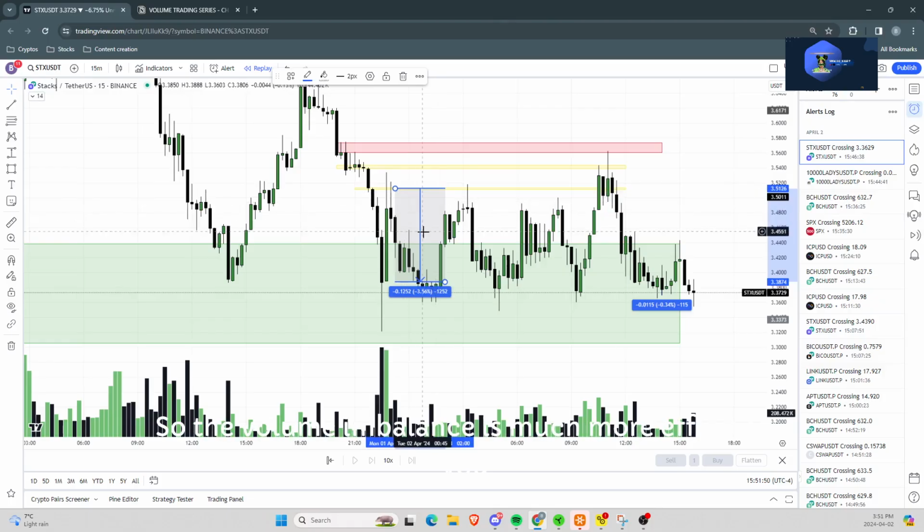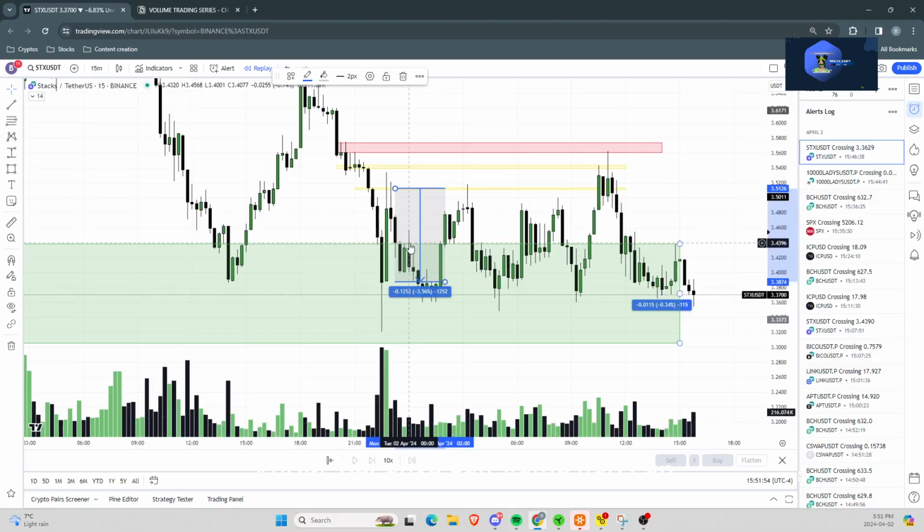So the volume imbalance is much more efficient, because a fair value gap can be respected or can be disrespected. If it gets disrespected, your trade will not materialize, right? You have to consider that a loss position, and then you go for a short position and take a trade in the opposite direction and the BPR, right?